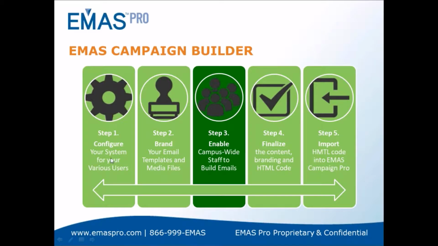Just as a reminder, step 1 is configuring your system for your users. Step 2 is bringing in your template and your media files and configuring the elements of your template so that your users in step 3 can build the emails that they would like to build. So we're now in step 4 and step 5 today, which is finalizing the content and the branding, essentially approving the work that anybody on your campus did in step 3, and then number 5, bringing it into Recruitment Pro. So we're focusing on 2 steps today.